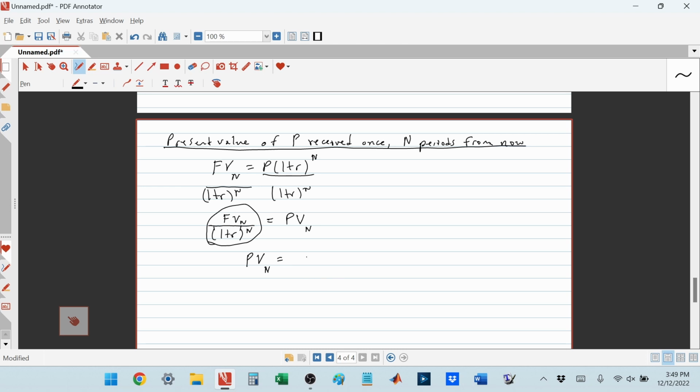The present value of a future amount is you just take that future amount and you discount it back to today's dollars. And the way you do that is you just divide by 1 plus the interest rate raised to the power of the number of compounding periods. This is the present value of a future single amount.